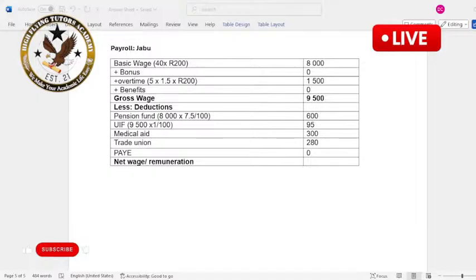So 1275 in brackets there, 1275. Then we're gonna say 9,500 less deductions. How much is your net wage there? Or net remuneration or net payment? Or net amount? How much is your net amount quickly? Let's all put that on the charts fast.